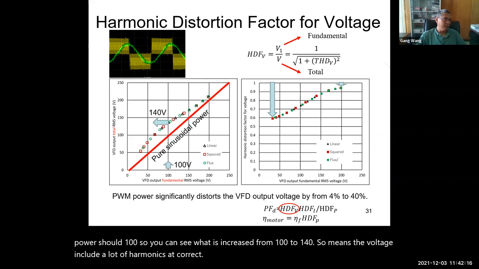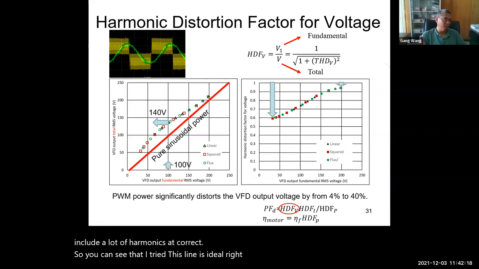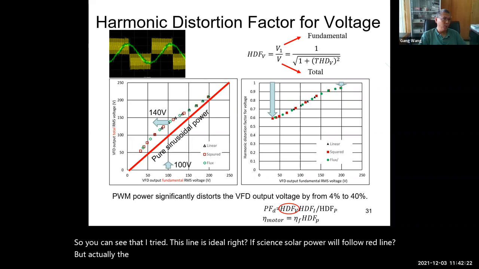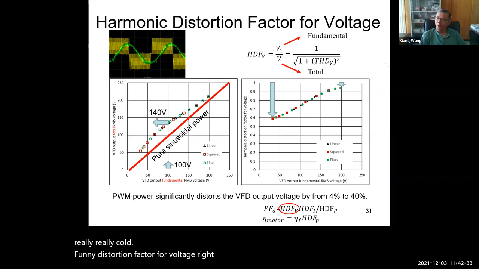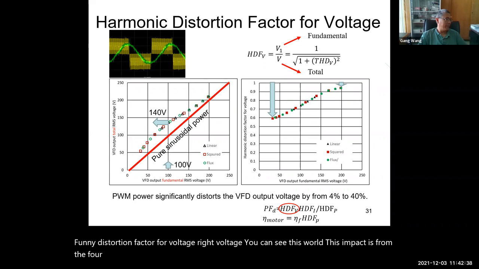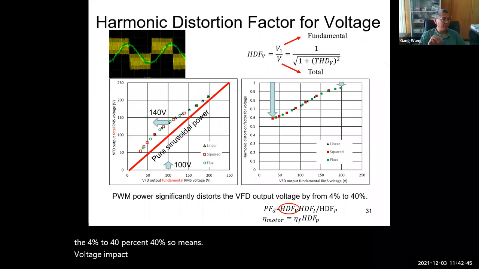You can see that this line is ideal, if sine wave power was followed. But actually, the voltage is really far away from the ideal. So the left-hand side is called the harmonic distortion factor for voltage. You can see this impact is from 4% to 40%, so the voltage impact is really significant.